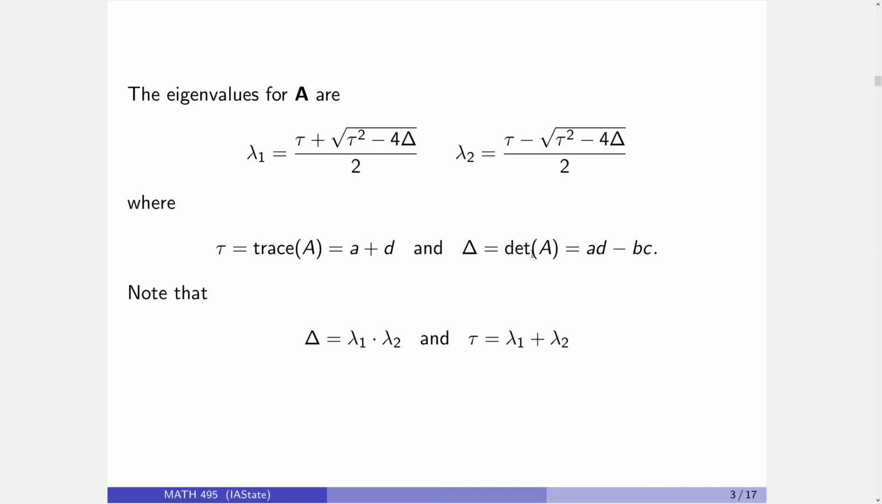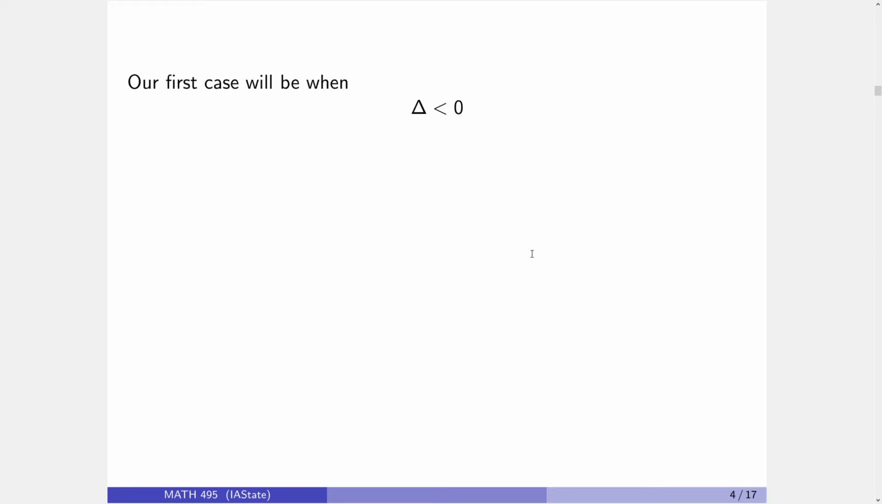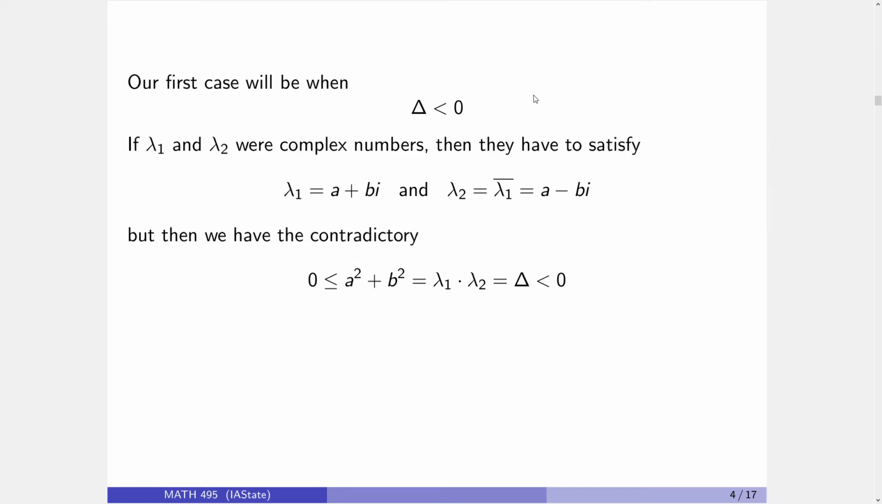Okay, so if it's a real number, that means there are just three possibilities for us to consider. The first one is, when is it negative? Now if you have lambda 1 and lambda 2 complex numbers, they have to come in a conjugate pair, and that comes from the formula, and hopefully you vaguely remember how that works with complex numbers. But then the product of lambda 1 and lambda 2 would be a non-negative real number, but that contradicts our hypothesis here.